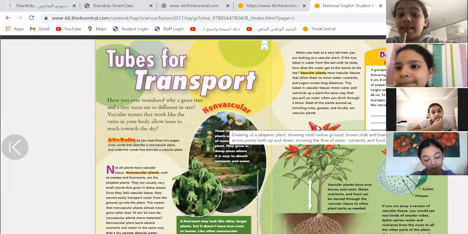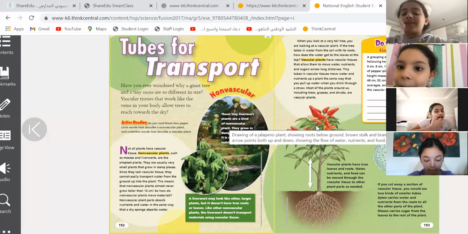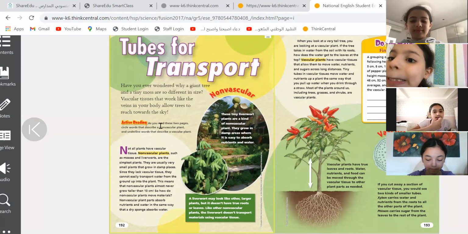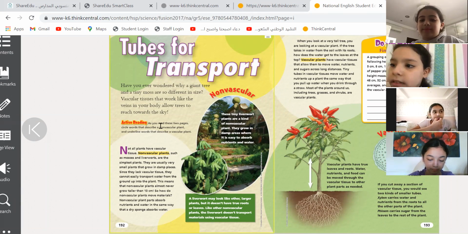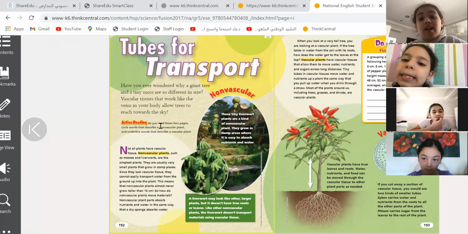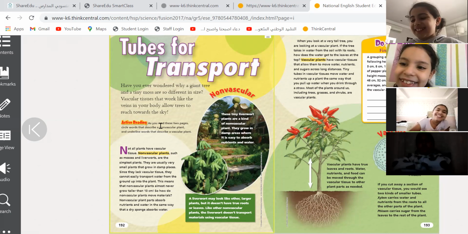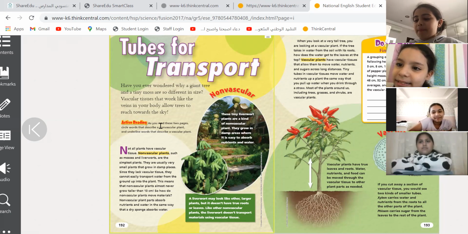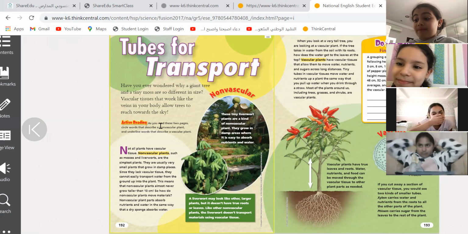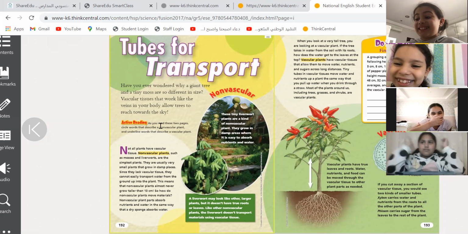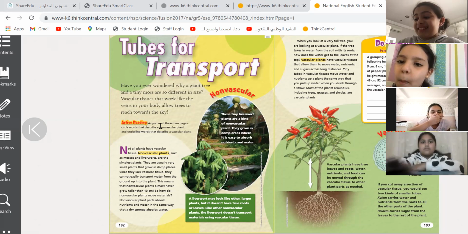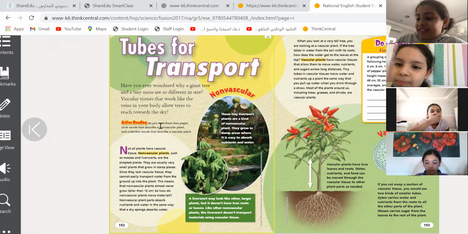Okay. First of all, I would like to start with the plants that have tubes and plants that don't have tubes. They're called vascular plants. Excellent. I would love you to be my assistant someday. Because she is saying, no, miss, you're wrong, they're not tubes, they're called vascular. And you are right. They are called vascular plants and non-vascular plants.